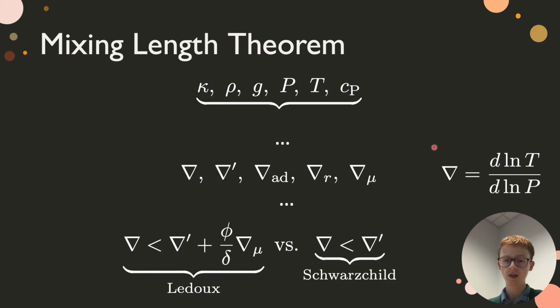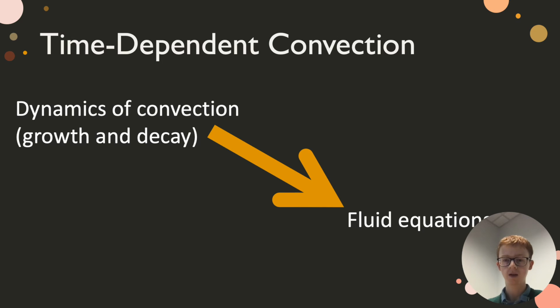And from these we get these two criteria. Either we look at the Ledoux criterion, where we don't assume chemical homogeneity, so we include this nabla mu term, whereas Schwarzschild's criterion, which is what I used, does assume this chemical homogeneity. Okay, so from that, let's move on to time-dependent convection.